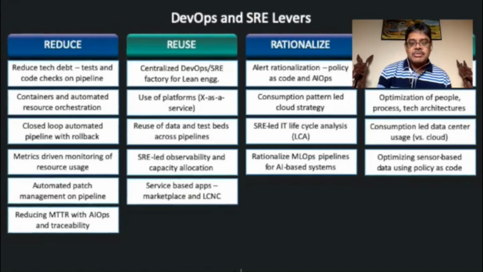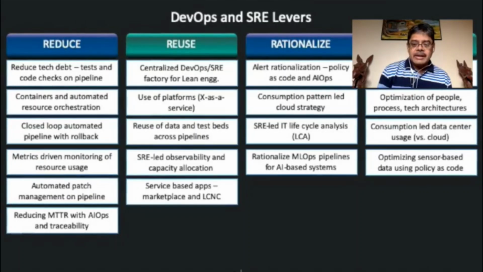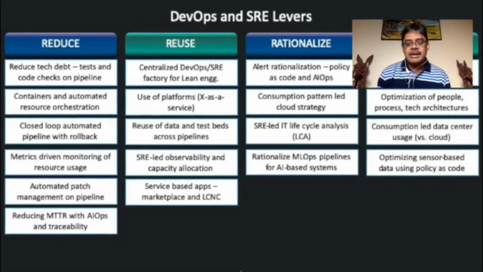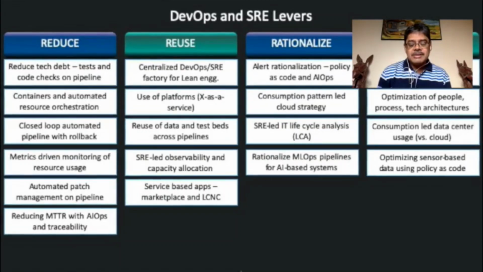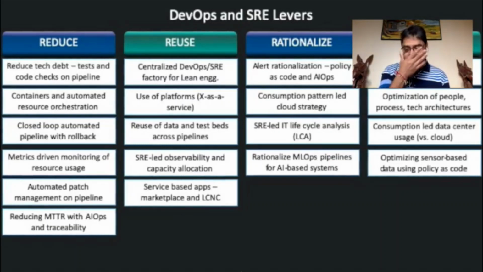The next one is about use of platforms X as a service, which renders a lot of reuse across components. Reuse of data and test beds across pipelines. We have briefly touched upon it in the last slide. SRE-led observability and capacity allocation. Why SRE-led is because we are looking at continuous improvements in terms of system reliability and resilience. And the last one is about service-based applications. How do we get in the concept of marketplace? How do we get in a concept of low-code, no-code kind of paradigm so that the business can also get actively involved when you're designing your applications?